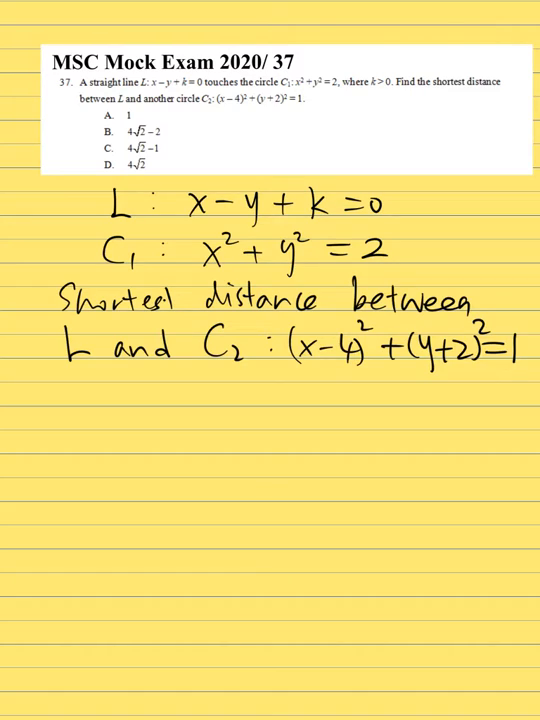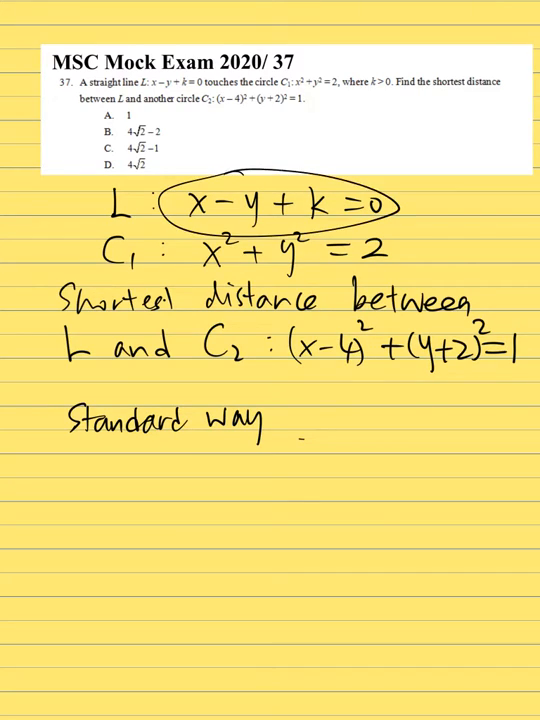Okay, you may pause for a while and work it out by yourself first and check with the way I do. I will do this question in both methods. The first step should be finding the value of k. By the standard way, we first substitute from the equation x minus y plus k equals 0, we write y equals x plus k and put it into the equation of C1.